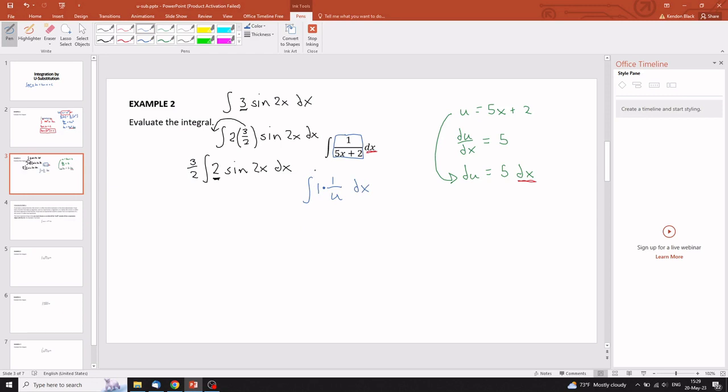Okay, so we're going to change this to 5 times 1/5. And the 5 we're going to leave inside because we need it to align with the definition of du. And the 1/5 we don't need, so that's what we're going to pull to the outside. 1/5 integral of 5 times 1 over u dx. And now you can see the du aligns perfectly.